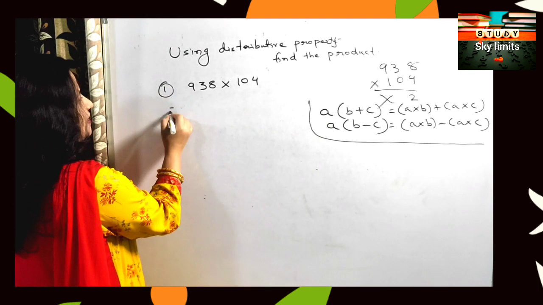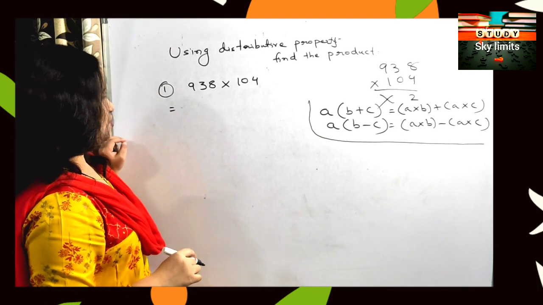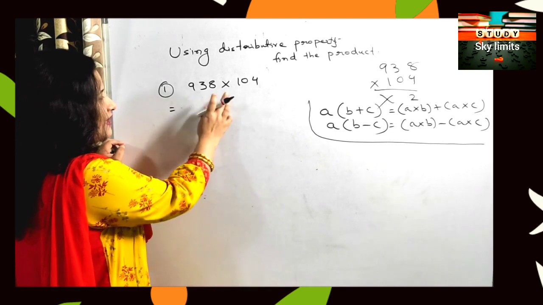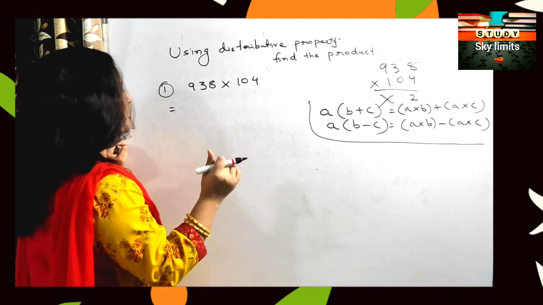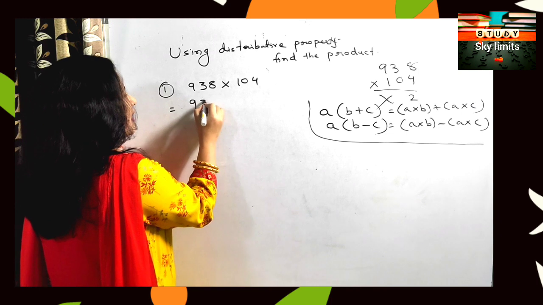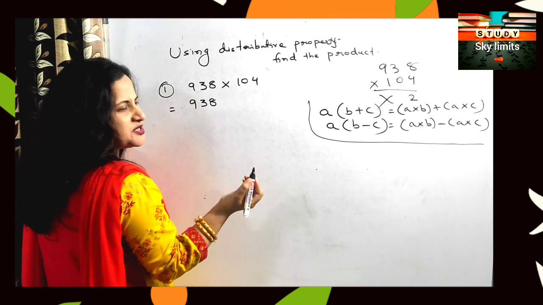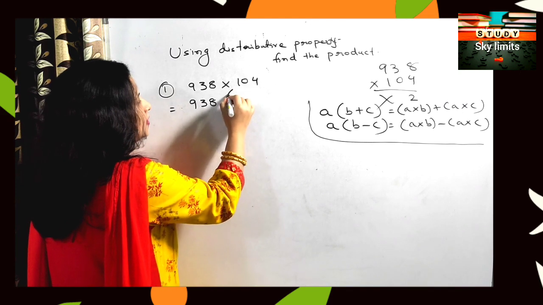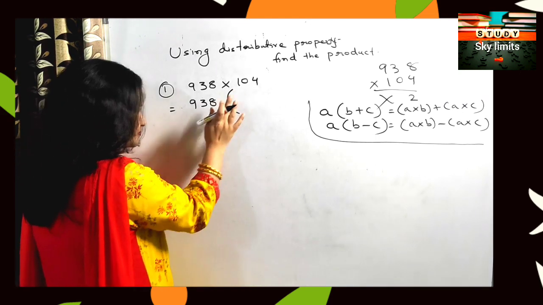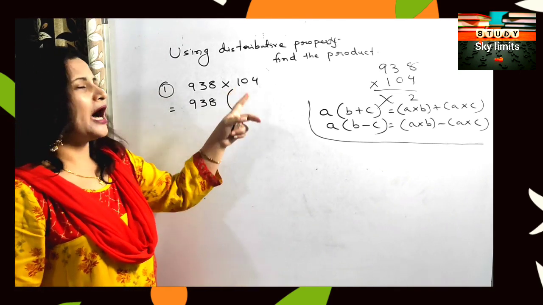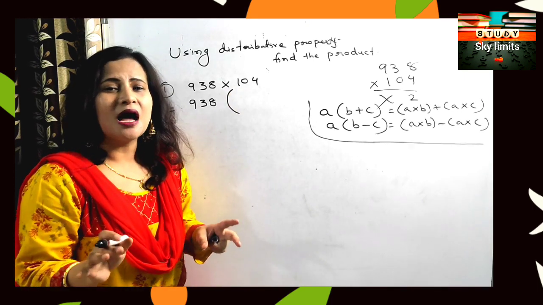How are you going to bring it? Just see it. There are many ways by which you can bring it. So here you have 938 and you have 104. What shall I do here? I will write 938, and if I want, I will give a multiplication sign. No need to give also, it's up to you. I will split this 104.